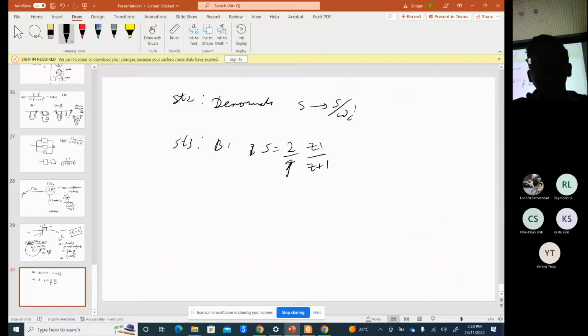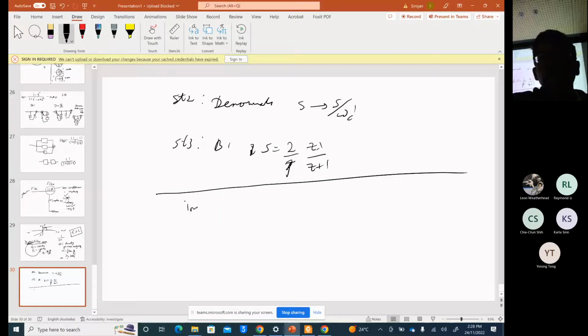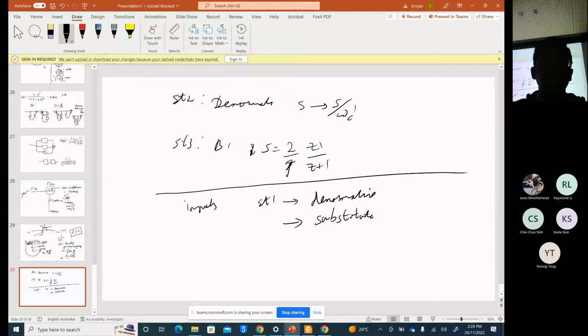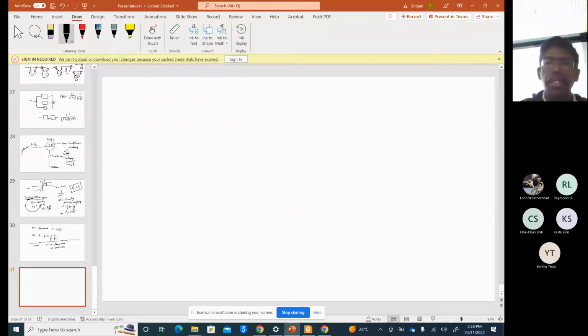Okay, so that is how you do the bilinear transform. And for the impulse invariant transform, step 1 is you do the denormalizing. If you are given the cutoff frequency, then you substitute. So those are very simple. Then the other one is the FIR filter design, windowing method.